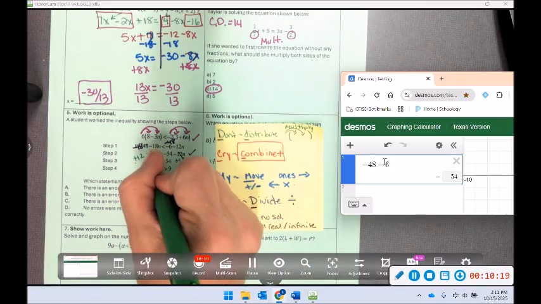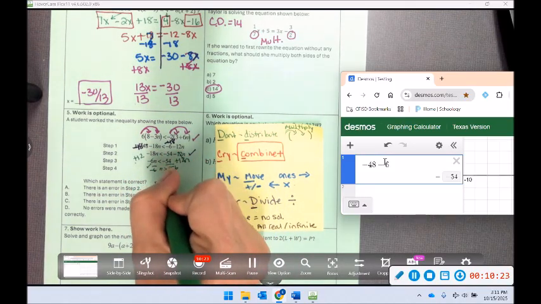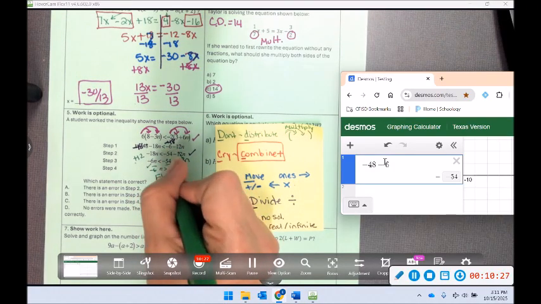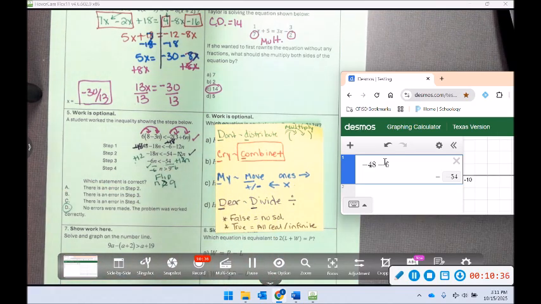The last step is divide by negative 6. If you divide by a negative, you have to remember to flip the inequality. And negative 54 divided by negative 6 is in fact 9. Oh, I flipped it the wrong way. Okay, so there were no errors in this problem. They did it all correctly.